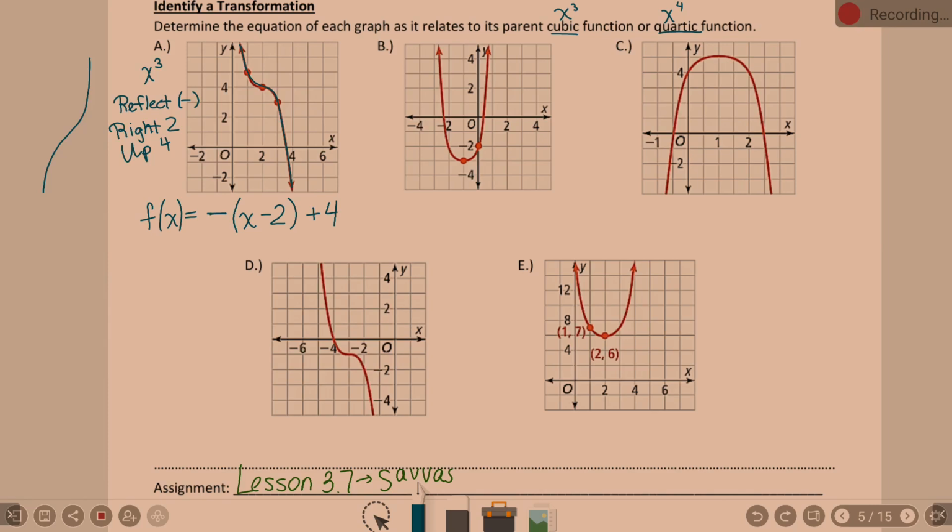Okay. This is where it has to go outside the parentheses. If you put it on the x, that minus 2 isn't meaning right 2. That minus 2 would mean down 2. So it has to go outside the parentheses, so that minus 2 means right 2. And that's what we're looking at, guys. F of x equals negative of x minus 2, quantity cubed, plus 4. Okay? Did you kind of see how that goes together?